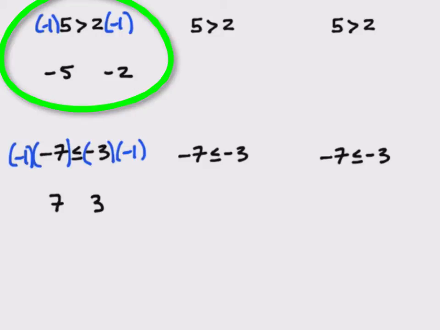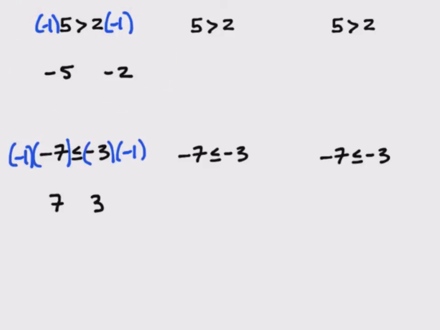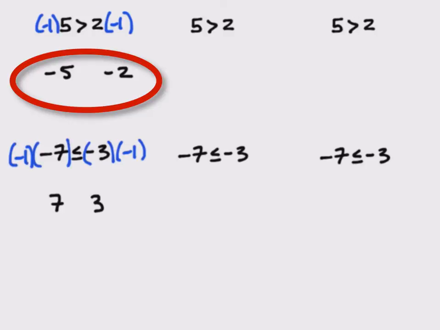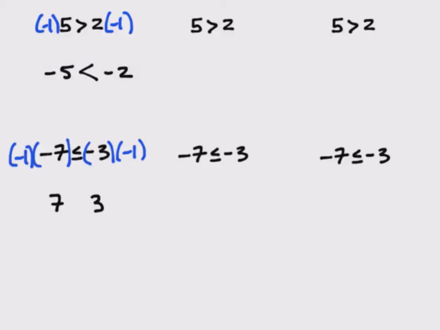When we originally had 5 is greater than 2, and we multiplied both sides of the inequality by -1, we ended up with two numbers for which we would have to switch the direction of the inequality to make this statement remain true. So that's interesting. When we multiplied by -1, we had to switch the direction of that inequality. Let's take a look at the second example.